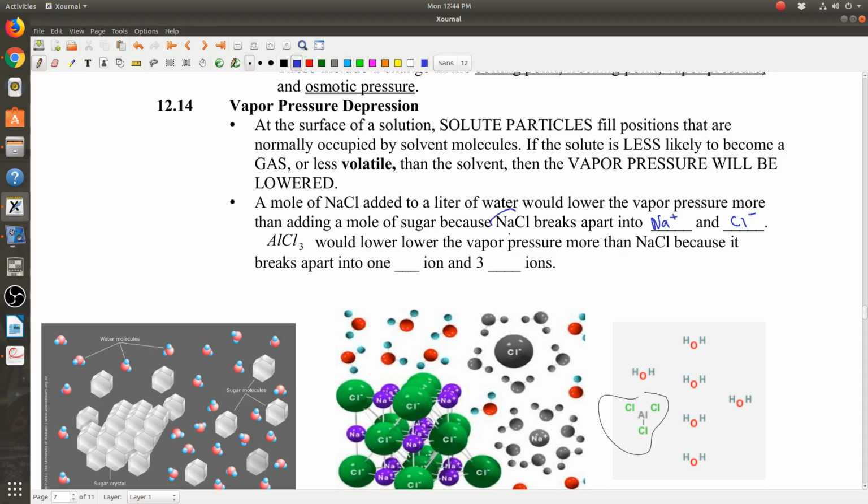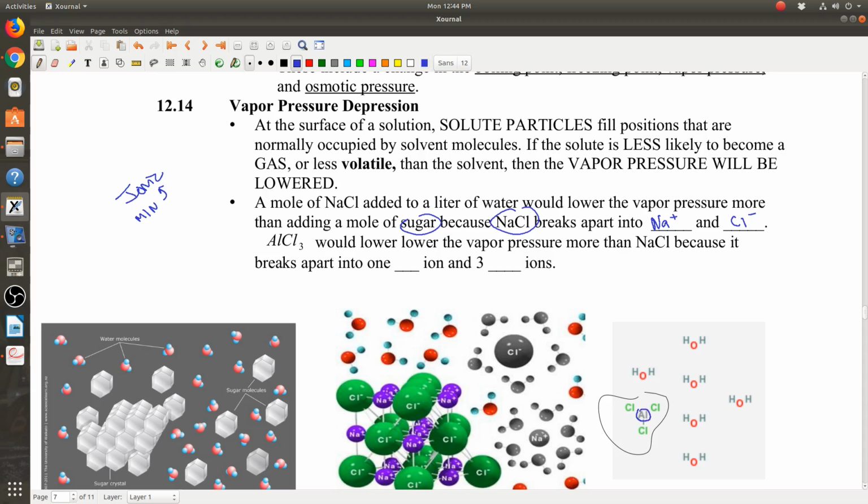So this is ionic. Sodium chloride is ionic. Okay, metal, non-metal, ionic. And so those break apart into complete ions. A mole of sodium chloride added to water would lower the vapor pressure more than adding a mole of sugar. Now there's sugar. Sugar molecules don't break apart into lots of pieces, but the ionic ones do. And then AlCl3, which is this right here.